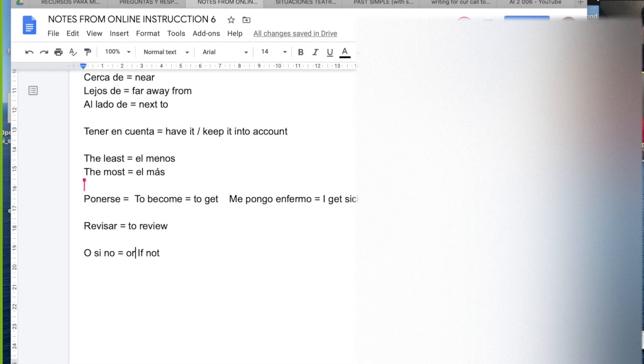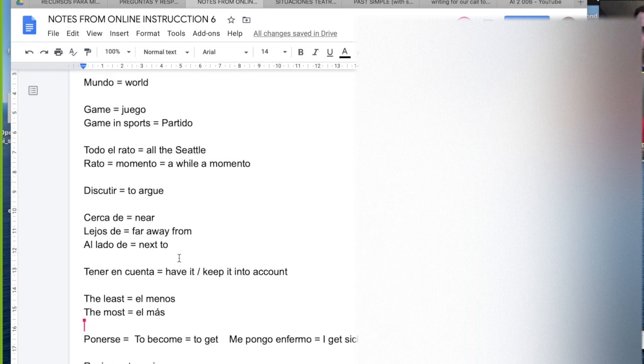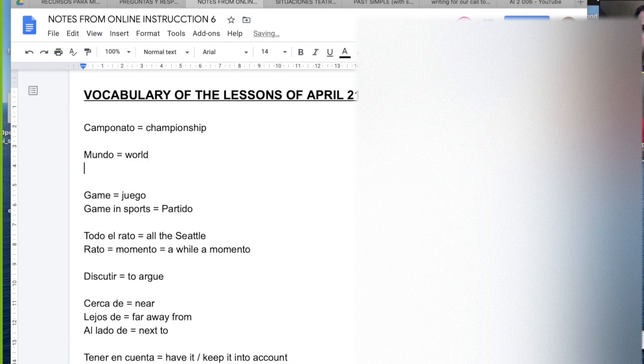Mi sitio favorito con sol se llama Cape Cod. ¿Y dónde está? Está en Massachusetts. Vale. Tierra, Earth.